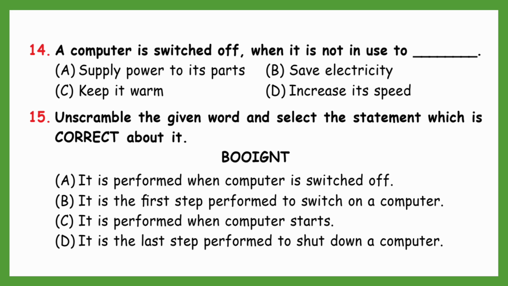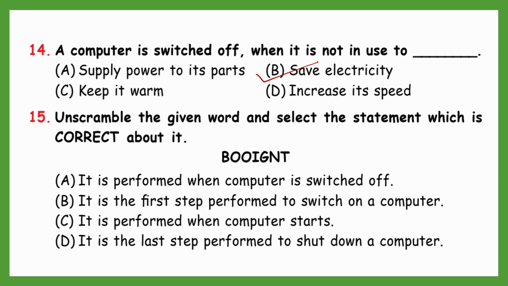A computer is switched off when it is not in use to dash. Option A, supply power to its parts. Option B, save electricity. Option C, keep it warm. Then option D, increase its speed. What is the correct answer? A computer is switched off when it is not in use to save electricity. Option B is the correct answer.